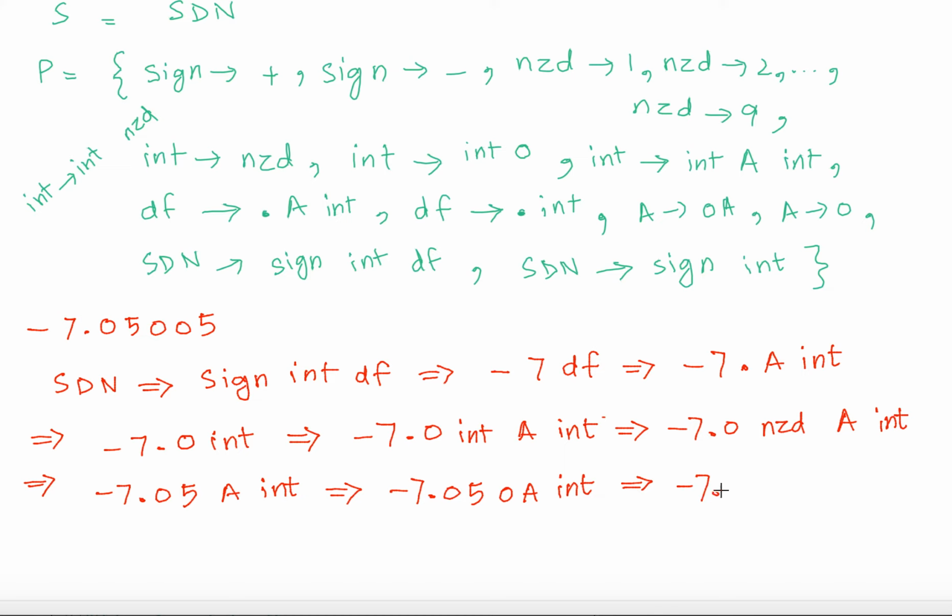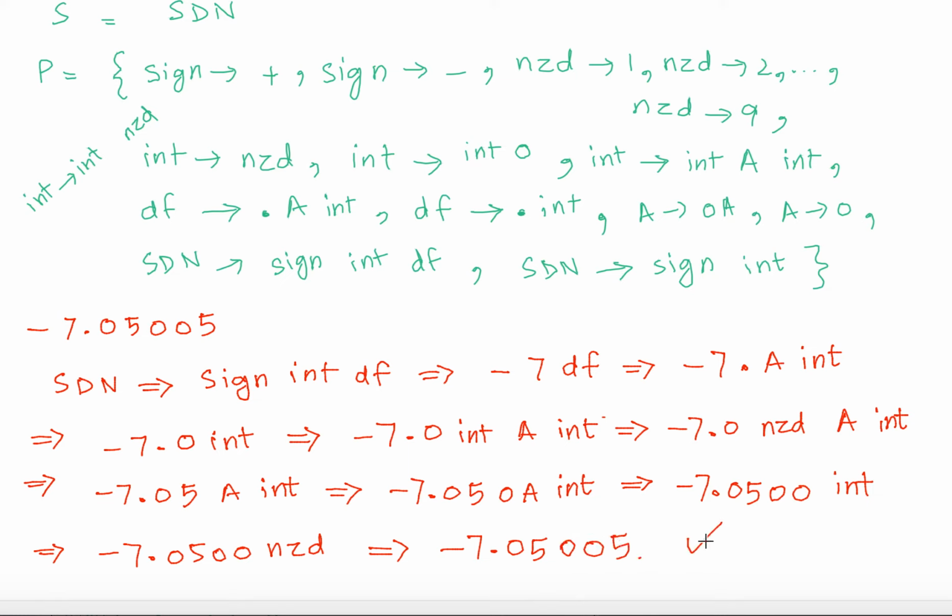So minus 7.05, 0, 0, int. Now this int can be replaced by non-zero digit, and this non-zero digit can be replaced by 5, right? So then we end up with minus 7.05005. Okay. Now this is the way we generate a specific output of a given problem.